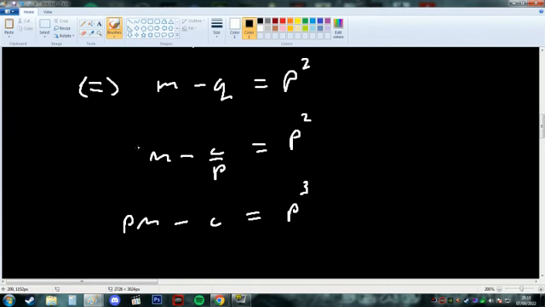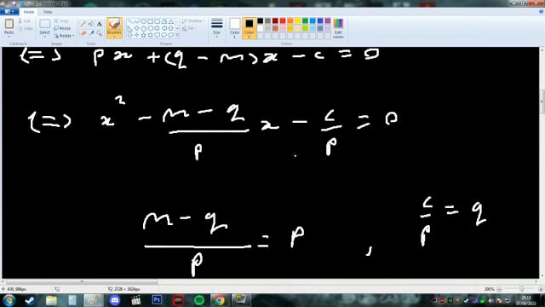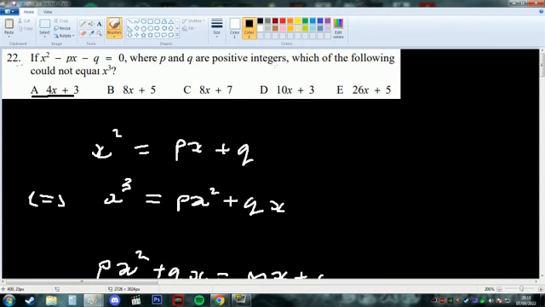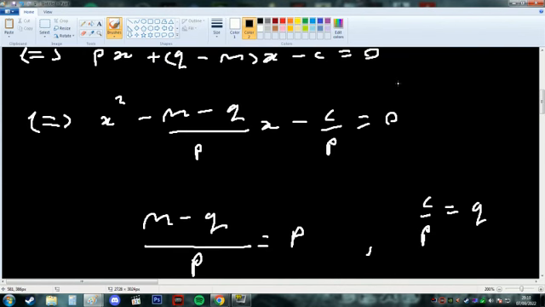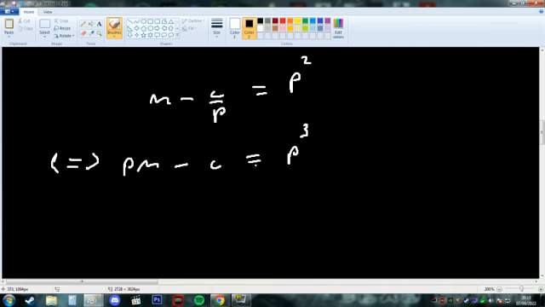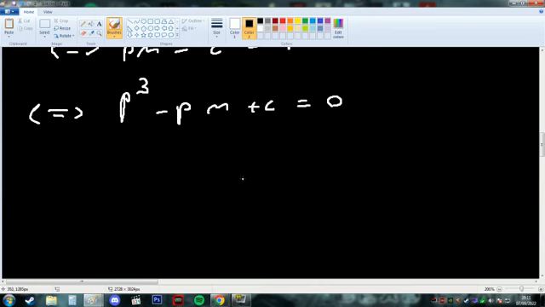So rearrange. This is equivalent. p is obviously non-zero. It's a natural number, although it says up here it's a positive integer. 0 is an integer, but it's not really positive. It's neutral. So I say positive integers are equivalent to natural numbers for the sake of this video. So p cubed minus pm plus c equals naught. So now just substitute the values.